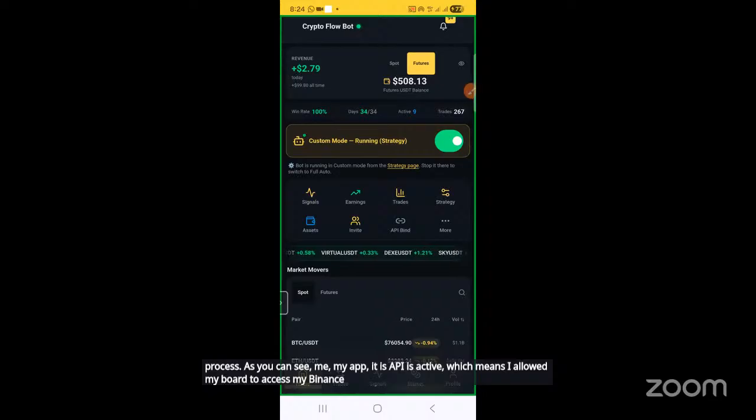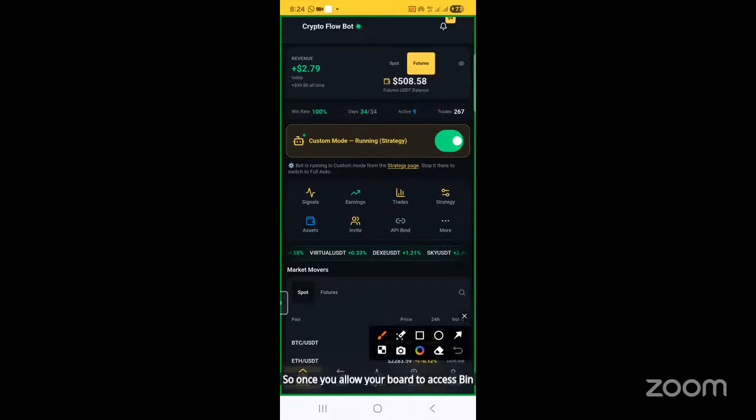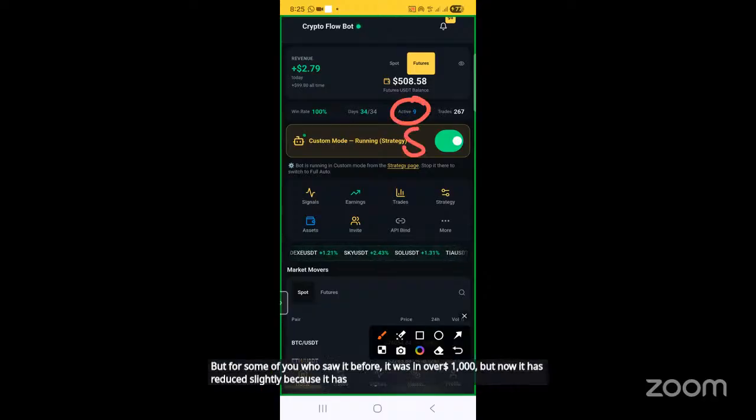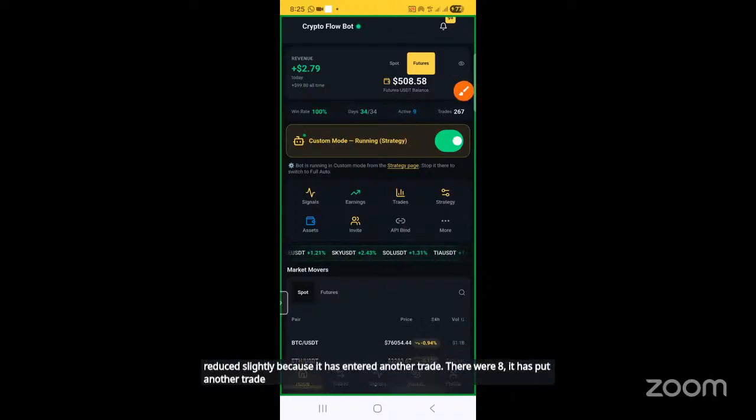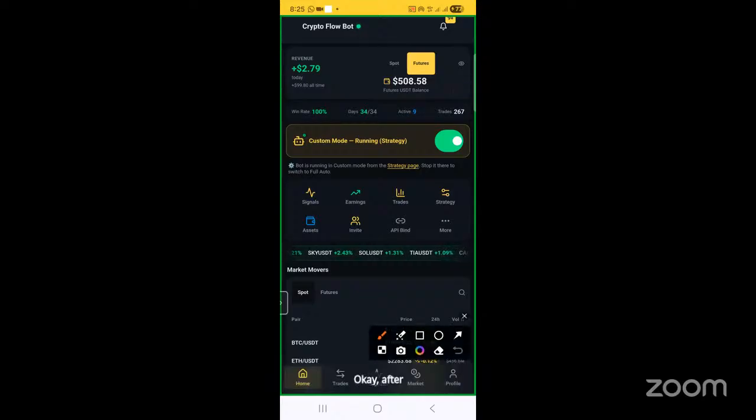So once you allow your bot to access Binance, it will read your Binance balance. As you can see, it has read my Binance balance. But for some of you who saw it before, it was over $1,000. Now it has reduced. That is because it has entered another trade. There were 8. It has put another trade as I was speaking with you guys. After you connect it, we read your balance.